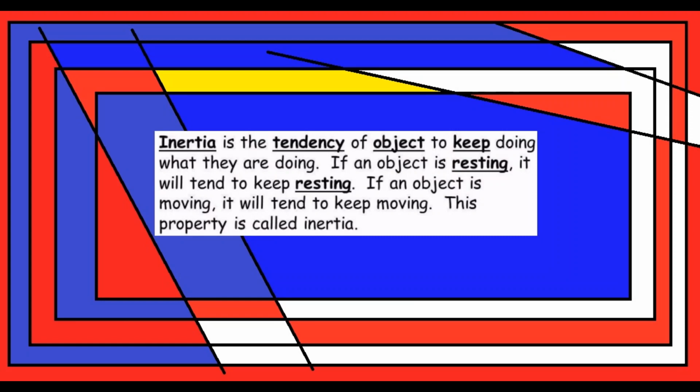Inertia is the tendency of an object to keep doing what they're doing. If an object is resting, it will continue to stay resting. If an object is moving, it will continue to keep moving. This property is called inertia.